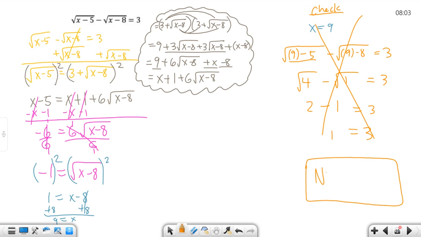We didn't get any other answer, so no solution. Or as one of my students used to say, no solid. So no solution here. All we got was 9. We checked 9. It doesn't work. All right? Just because we square both sides twice doesn't mean it's not going to work. It just means here the only answer we got didn't work. Okay?